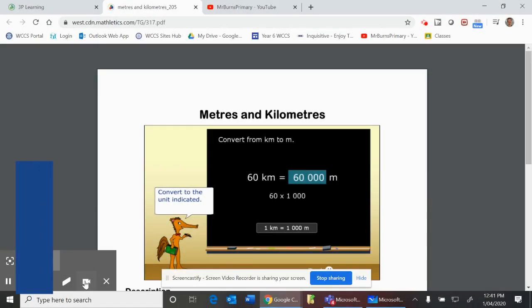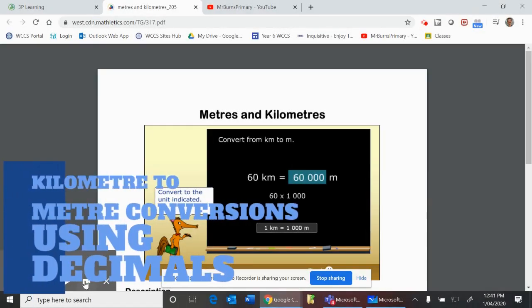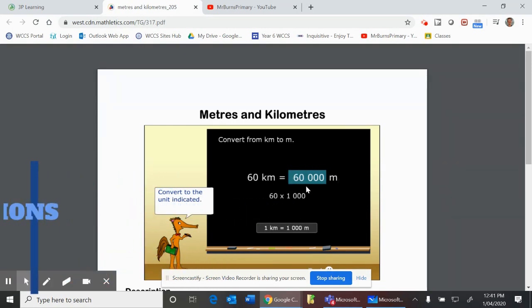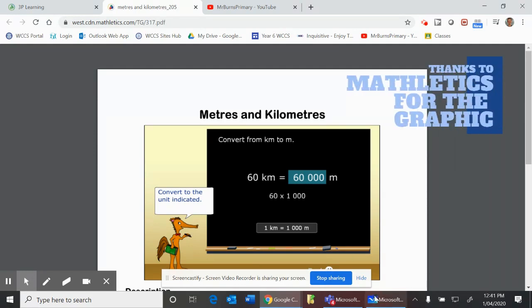Hey there team, we are looking at converting metres into kilometres or kilometres into metres. In this example you've got 60 kilometres equals 60,000 metres, and I think we can probably understand how that might work. Let's have a brief look though.